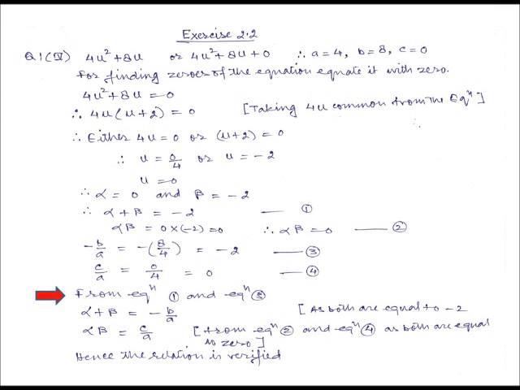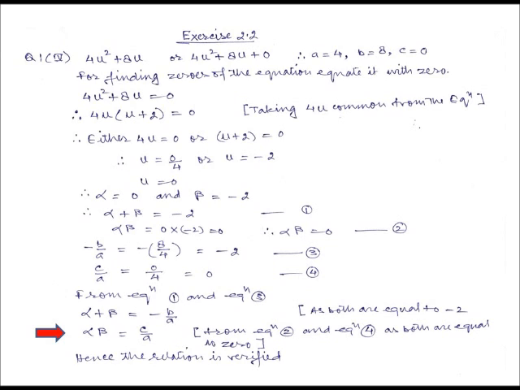On comparing equation number 1 and 3, we find that right hand side of both the equations is equal to minus 2. Therefore, alpha plus beta is equal to minus b upon a. On comparing equation number 2 and equation number 4, we find that right hand side of both the equations is equal to 0. Therefore, alpha into beta is equal to c upon a. Hence, the relation is verified.